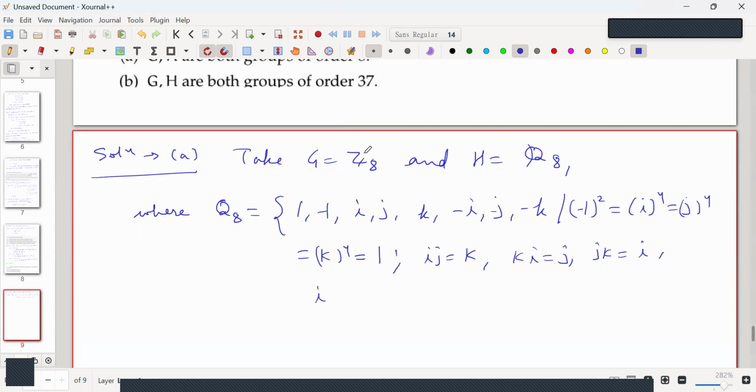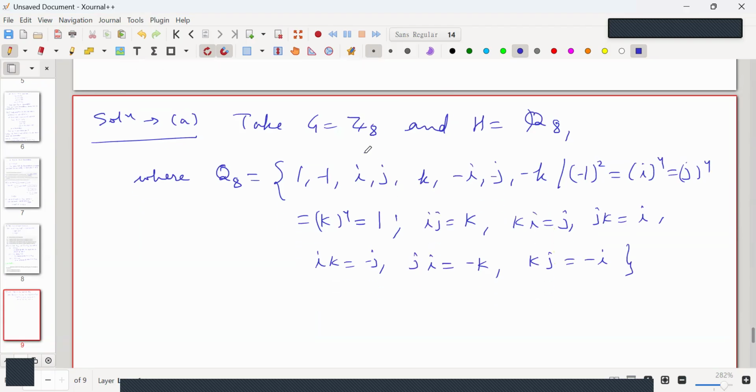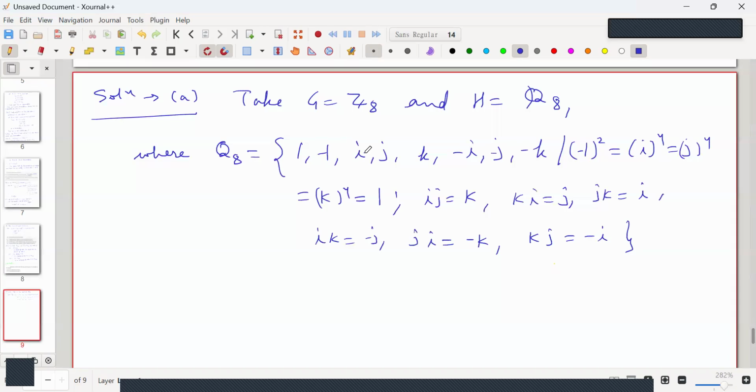Maybe I'm writing more than required. The group may be determined by fewer relations, but that's just for your information. So ji is minus k, and kj is minus i. And of course, 1 is the identity element. So this is non-abelian. You can clearly see that ij is k and ji is minus k, and k is not equal to minus k, so these are different elements.